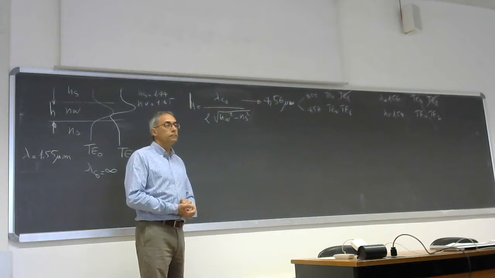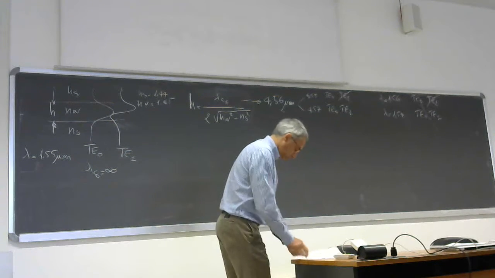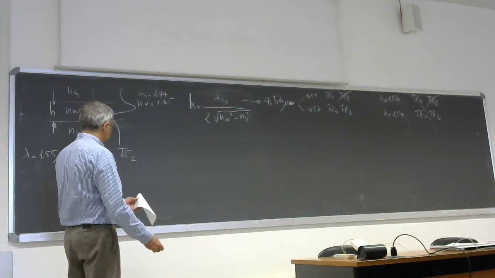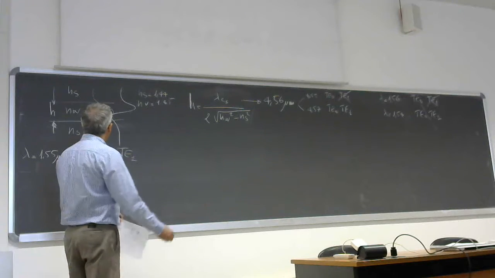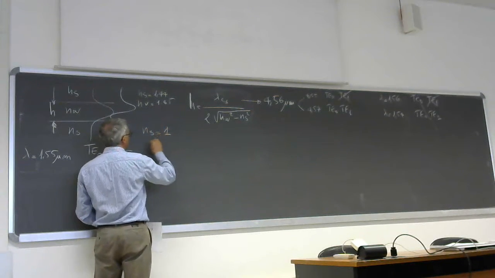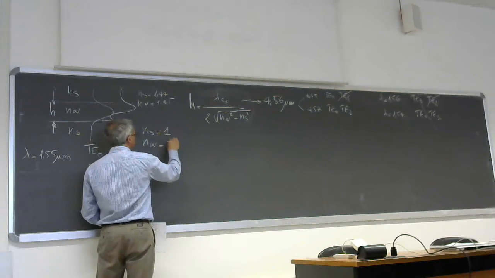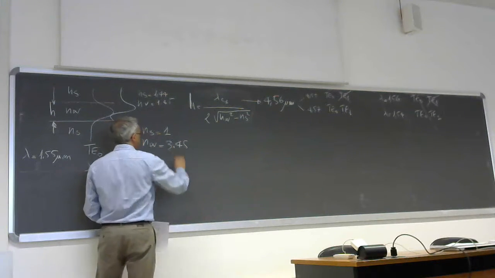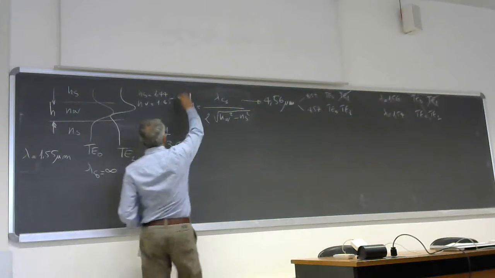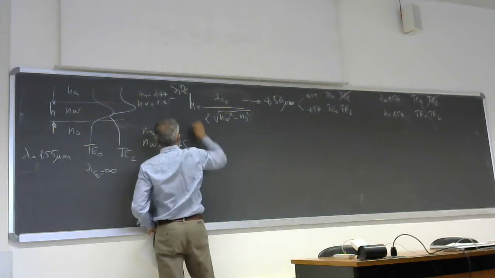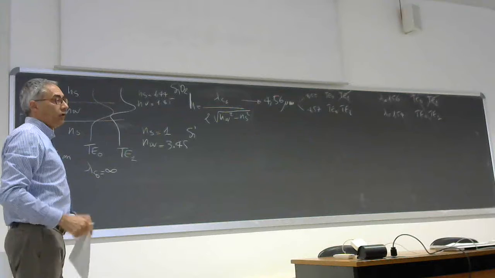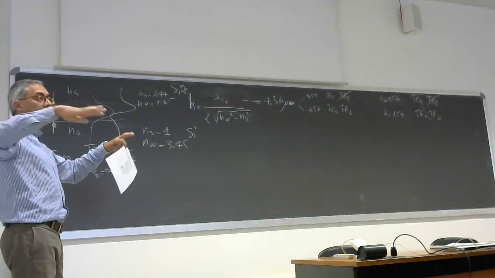Questions? Assume that now ns is equal to 1 and n of the waveguide is silicon, so the refractive index is much higher. This is glass, this is silicon as material. A slab of silicon suspended in the air.